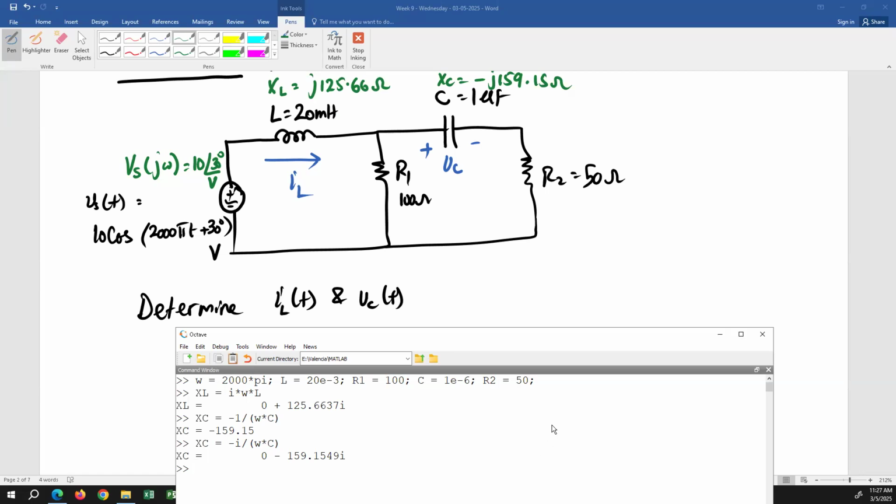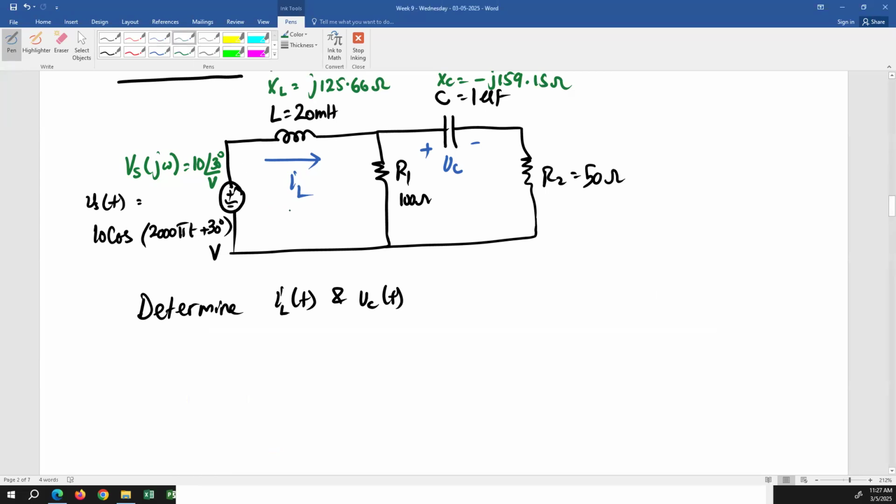Okay. So again, think about the analysis, guys. Don't think about the complex number and solution. Because observe, it's just a variable. XL, XC, R1, R2, and VS. Just 5 variables. Now, we are looking for IL j omega. So instead of IL(t), we're going to be looking for IL j omega, the phasor form, and we're going to be looking for VC j omega, the phasor form of that. This is what we're looking for.